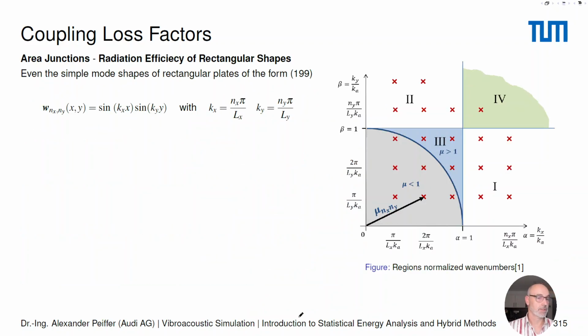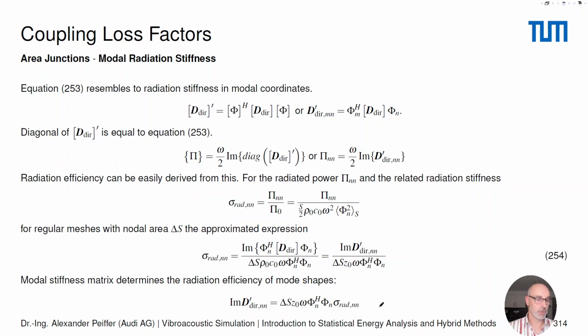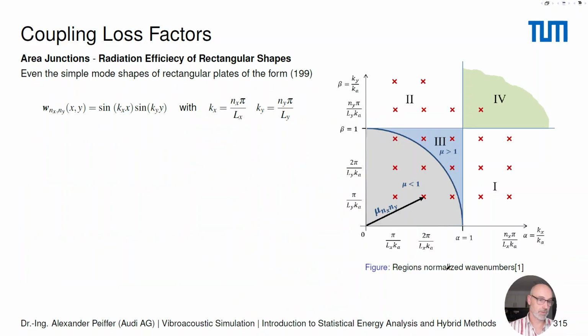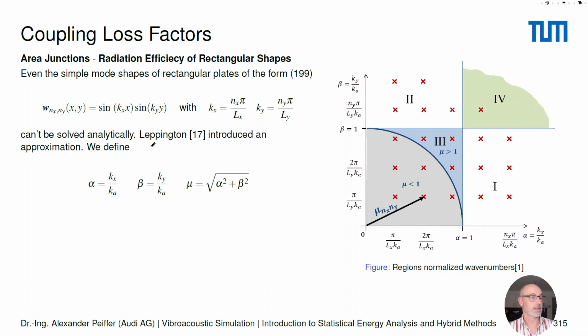Good. So, as mentioned, this radiation efficiency could help a lot to describe the area junction. And this is also the case for analytical formulations. There is a theory by Leppington. The typical shape of our rectangular plate would have this solution. It's just a combination of sine functions with these wave numbers in the plate area. And the funny thing is, even with this simple sine shape function, you cannot solve analytically the radiated power and calculate the radiation stiffness out of this.